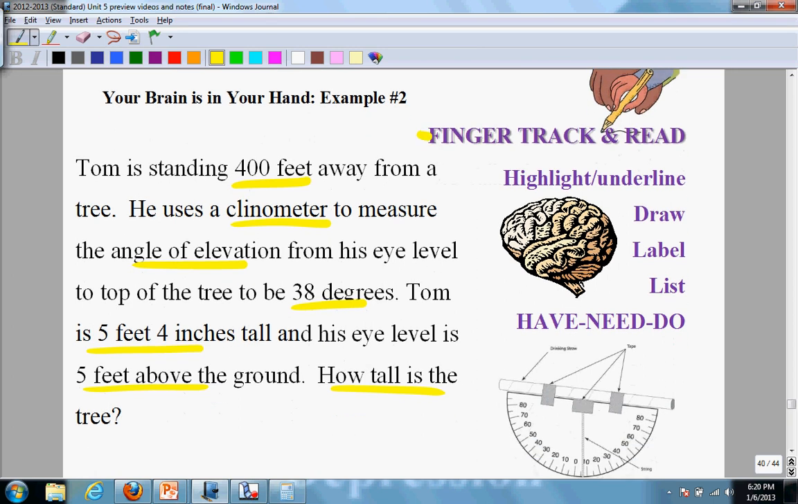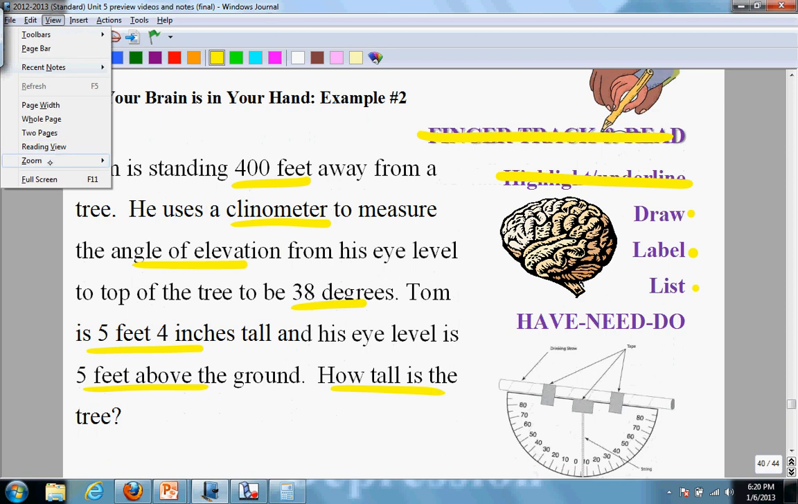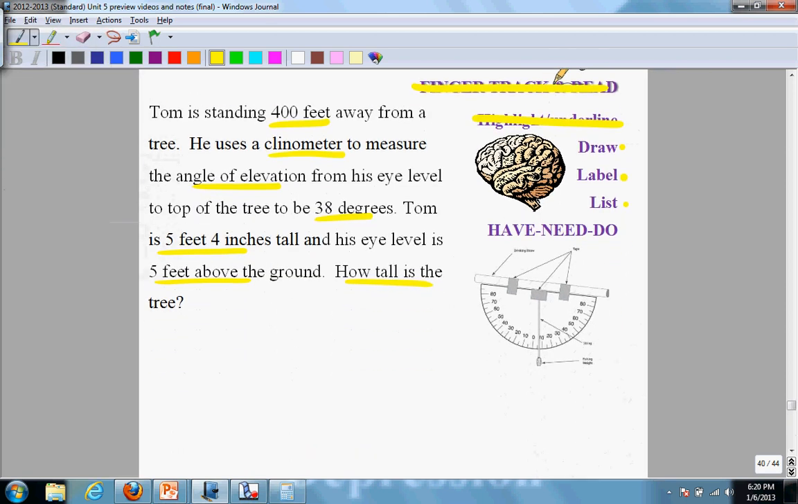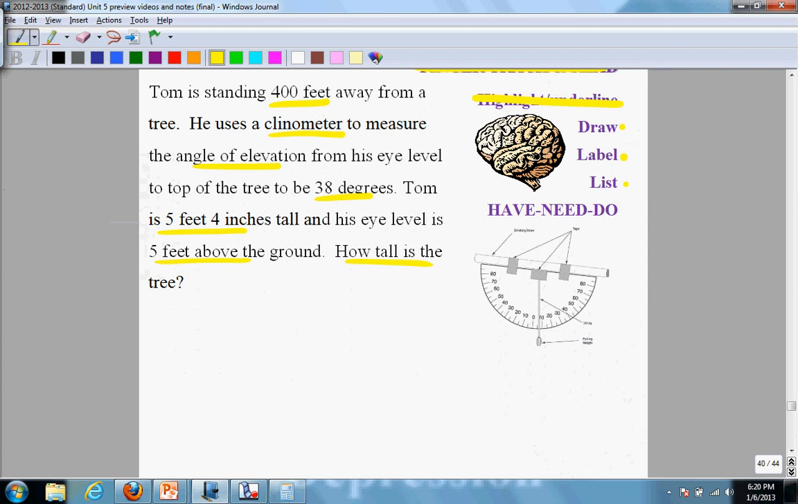Now we have finger tracked and read. We're going to highlight, underline, which we did. Draw, label, list. Let's try to translate this into a drawing. Tom is standing 400 feet away from a tree. So we're working with ground here. So I'm going to go like this for the ground. And then we have a tree.